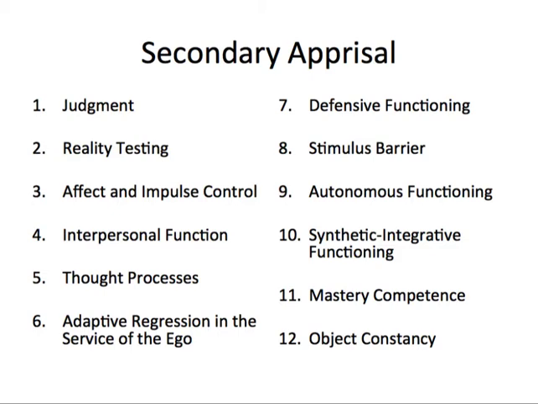Listed here are the 12 ego functions. Alterations or poor development of these functions produces maladaptive coping. Judgment refers to the appropriateness or consequences of behavior. The individual must have the capacity to act responsibly. This process includes identifying possible courses of action, anticipating and evaluating likely consequences, and making decisions as to what is appropriate in certain circumstances.